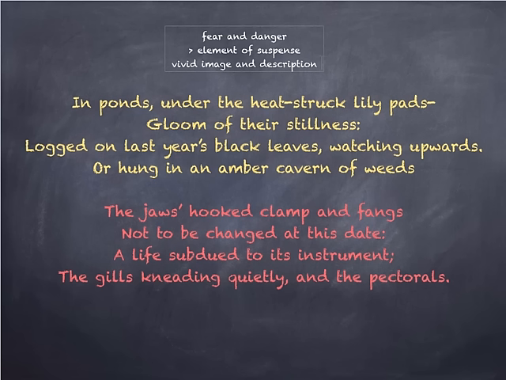The jaws, hooked, clamp, and fangs, not to be changed at this date. A life subdued to its instrument, the gills kneading quietly, and the pectorals. So again, we have a very negative description and opinion of the pike, if their jaws are hooked, clamped, and fangs. So what can we say about this? It's something very scary. Already we have a negative opinion of the pike because we don't know what will happen.